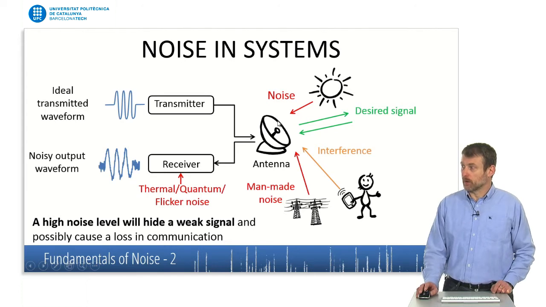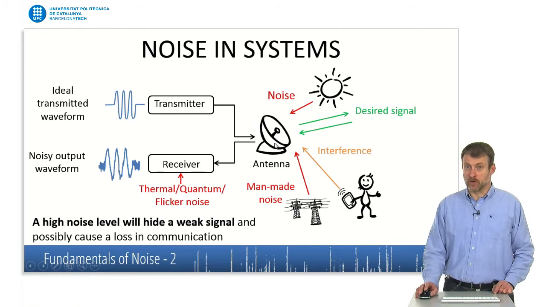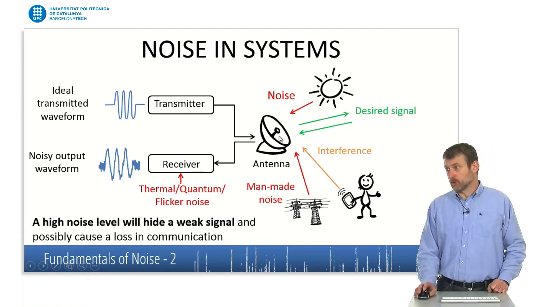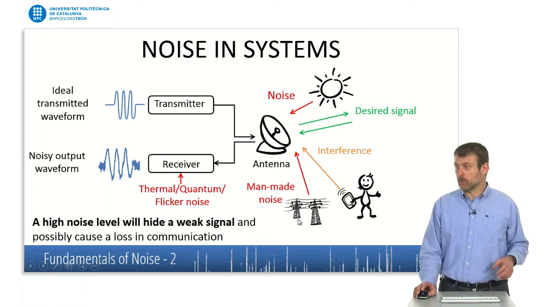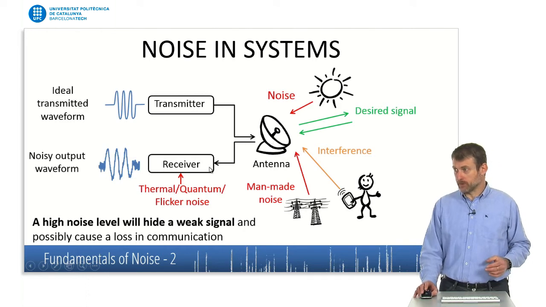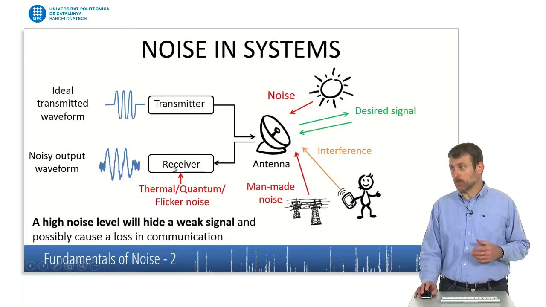Unfortunately, the antenna will not only pick up the signal from the remote equipment, but it will also pick up noise. The antenna will pick up noise from natural sources, and particularly from the sun. We'll also pick up noise from man-made equipment, and it can also generate noise of its own. All this signal and noise will be delivered to the receiver, which will process the signal, and will also add some noise on its own.